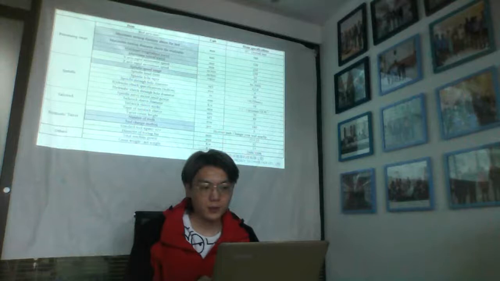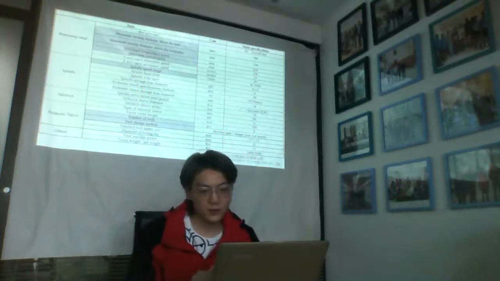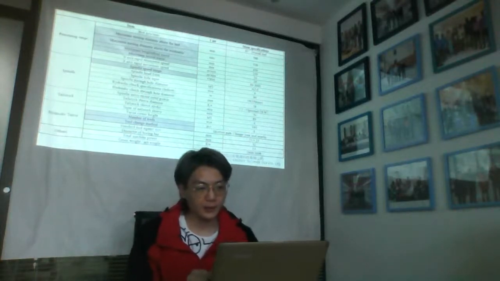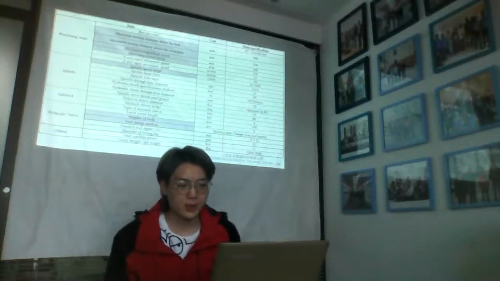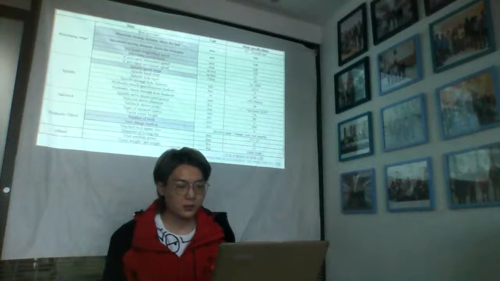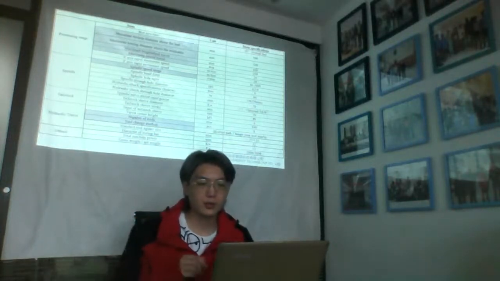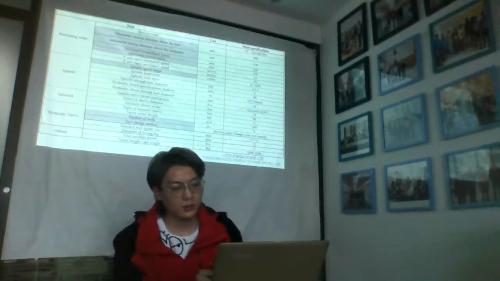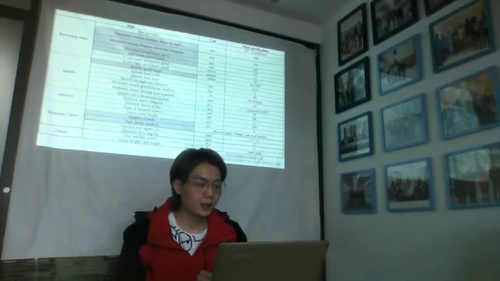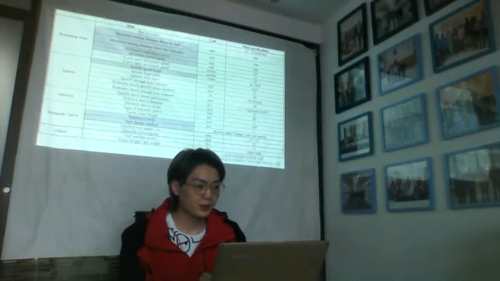The spindle speed range is 50 to 3,000 RPM. For this type, the number of tools is 8 pieces, and the tool change method is shortest path, changing the tool nearby. And here are also the other specifications.